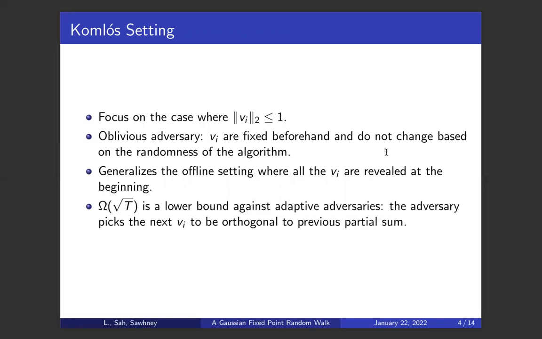Additionally, the stronger model of adaptive adversaries admits a square root t lower bound, because what the adversary can do is pick the next vector adaptively depending on the previous vectors. In particular, it'll pick the next vector to be orthogonal to the previous partial sum maintained up to that point. Thus, the length will grow by 1 every step, and it'll lead to a square root t lower bound.